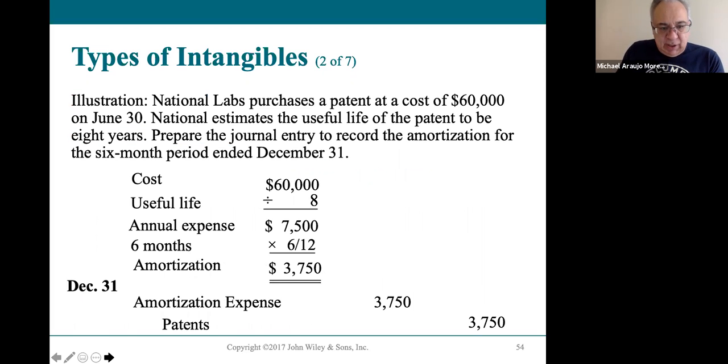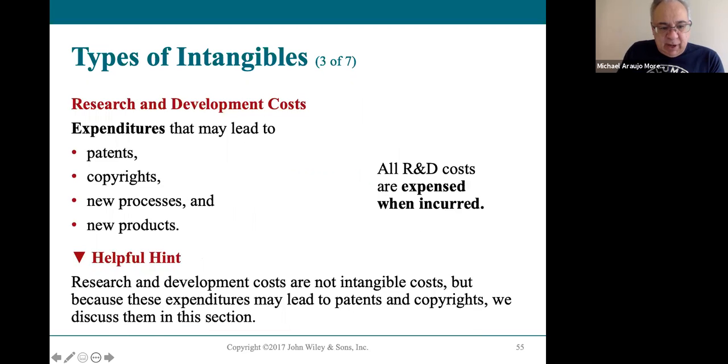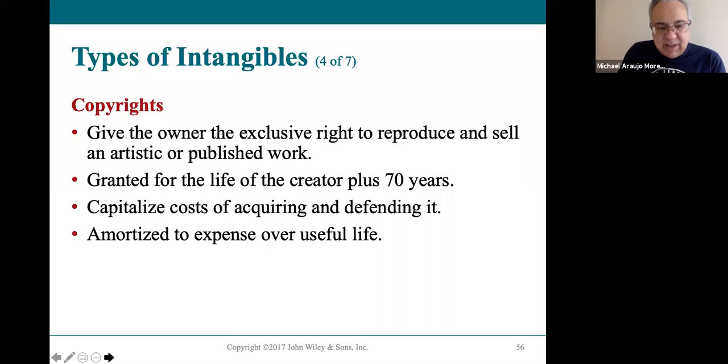Okay, so the book gives you an example, but we're not going to be doing any amortization here. Research and development is talked about a lot, but it's simply expensed whenever it happens. Again, that copyright piece is very important. It's good for the life of the creator, plus 70 years after they're dead.